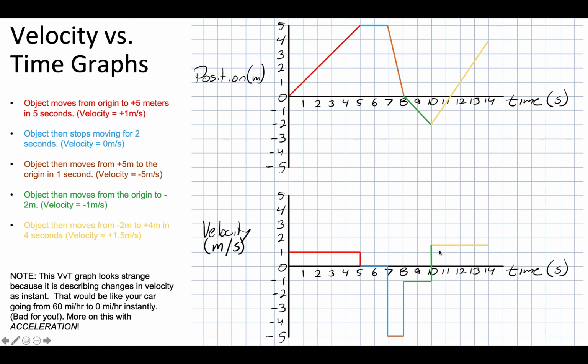And that is because this is describing changes to velocity happening instantly. Now, that would be like you traveling in your car, and as soon as you hit the brakes, you go from, say, 60 miles an hour to 0 miles per hour instantly. That would be very bad for you. And that's not how objects typically move. There is typically a change in velocity, which we refer to as acceleration. And we're going to cover that more later.